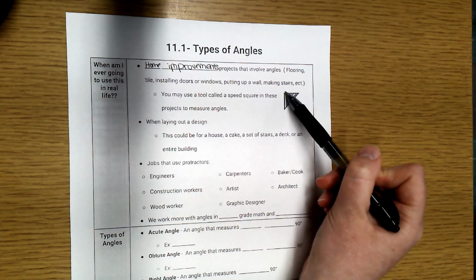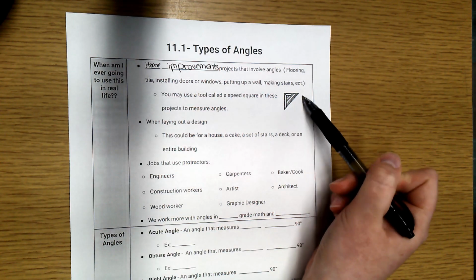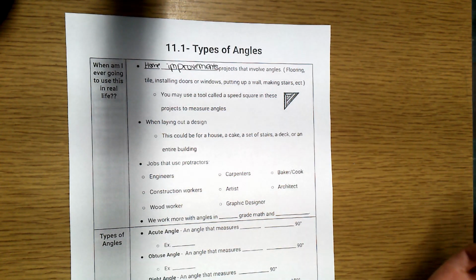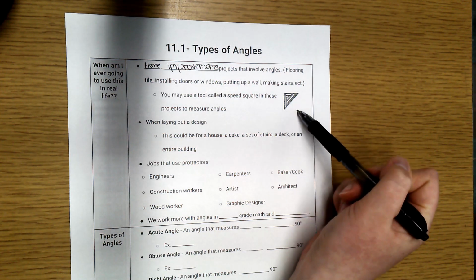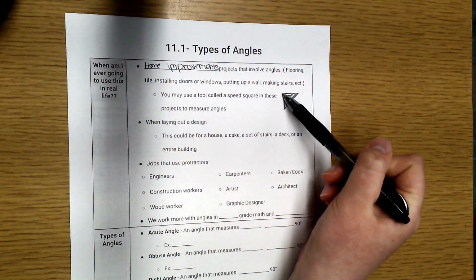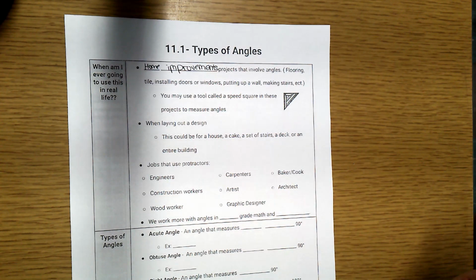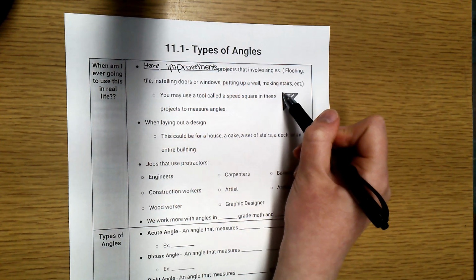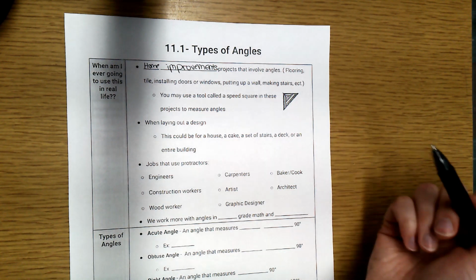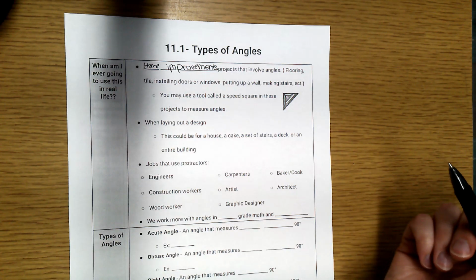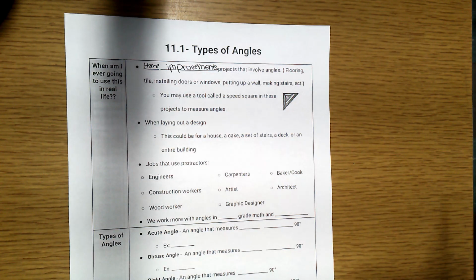One tool that you use in these projects is called a speed square. It is a triangle, but if you put two of these together, it makes a square. And it has this 90-degree angle right here that it's the main use for it. So we can make a 90-degree angle on any surface and then easily have that angle to use. We can do other angles with it as well, but that's its main use, is the 90-degree angles.